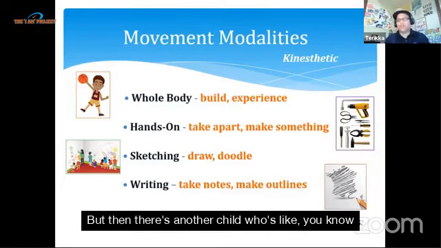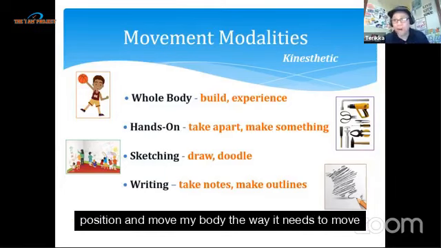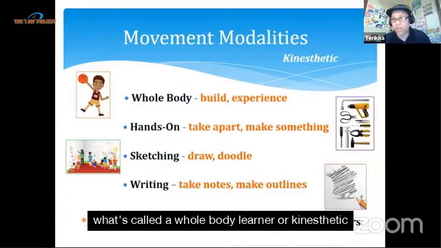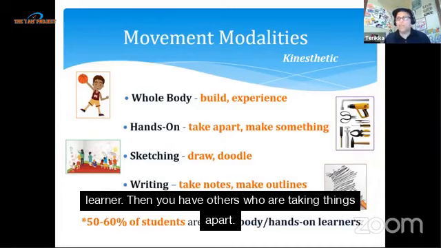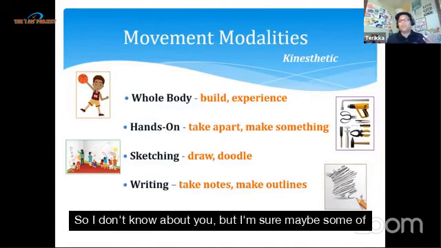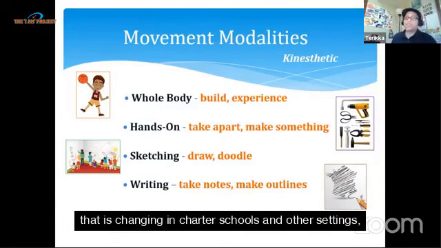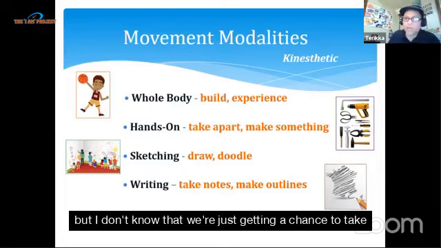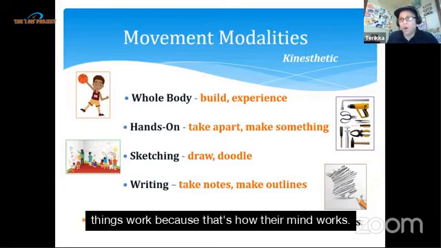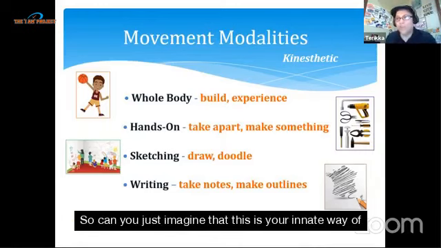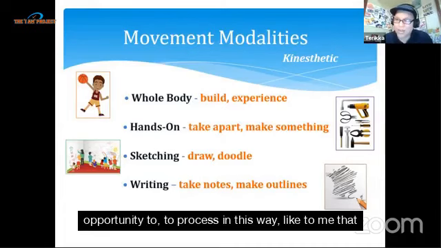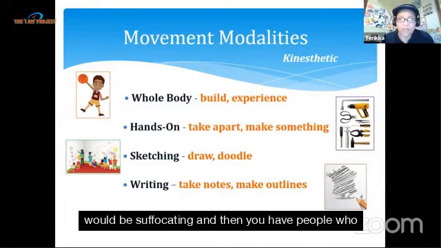But then there's another child who's like, you know what, until you get me on the court and put me in position and move my body the way it needs to move, then I'm not going to understand, because they are what's called a whole body learner or kinesthetic learner. Then you have others who are taking things apart. They need to make something. They need little gadgets and things. I'm sure some of that is changing in charter schools and other settings, but I don't know that we're getting a chance to take things apart and put things back together and see how things work, because that's how their mind works. Can you just imagine if this is your innate way of learning and you're very rarely given opportunity to process in this way? To me, that would be suffocating.